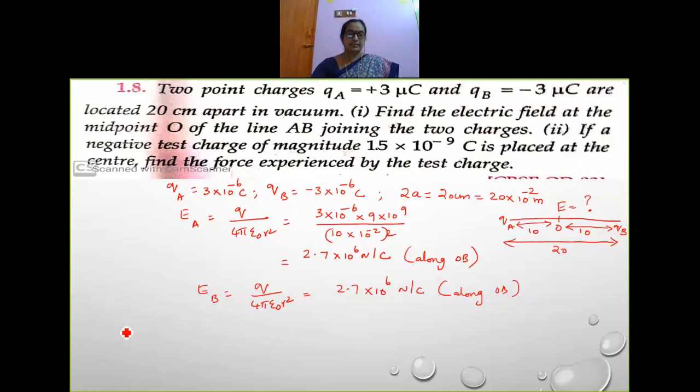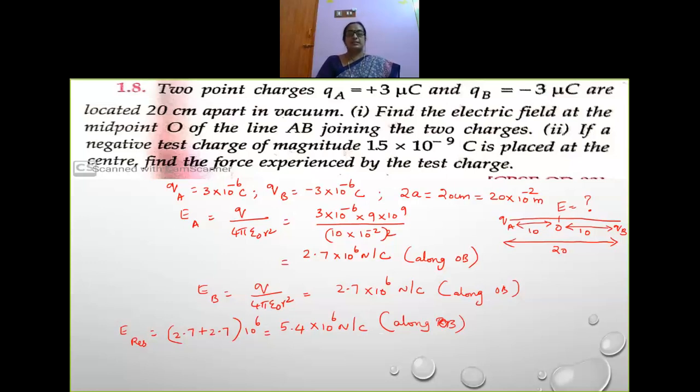So the resultant electric field, let me write it as R, resultant, is 2.7 plus 2.7, you take 10 power 6 common. You have the total electric field to be 5.4 into 10 power 6 Newton per Coulomb. Now this direction is along OB. Okay, so this is the answer for the first case: find the electric field at the midpoint of the line AB joining the two charges.